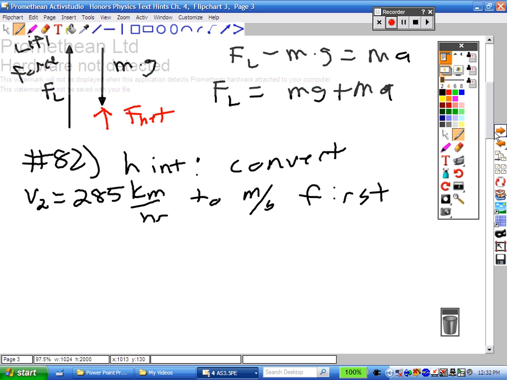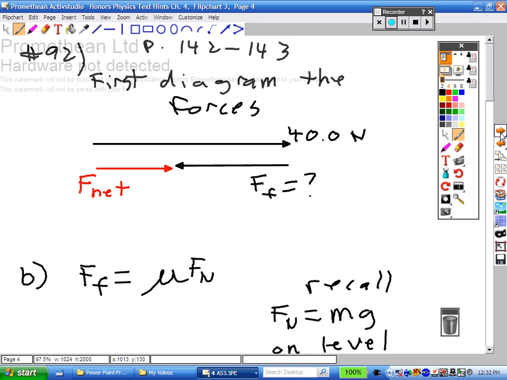82. Hint: convert the kilometers per hour to meters per second first. The rest of it will fall into place nicely. 92. Again, if you have multiple forces, you need to draw all the force vectors. There's a forward force of 40 newtons. And it doesn't matter that we don't know what the frictional force is. We need to draw that so we know how we add and subtract things.